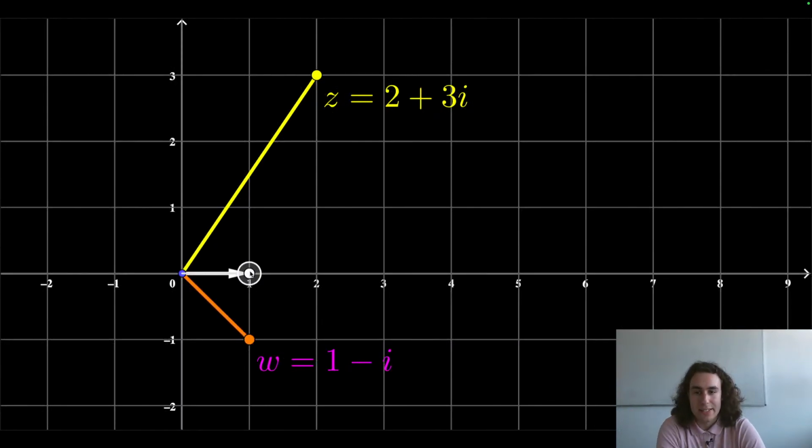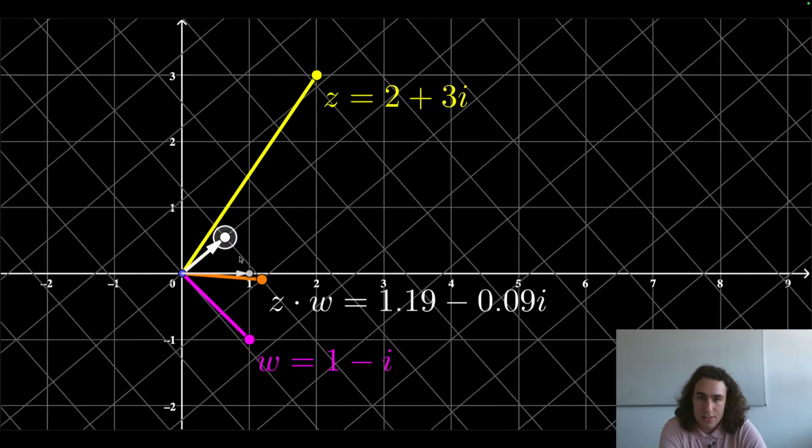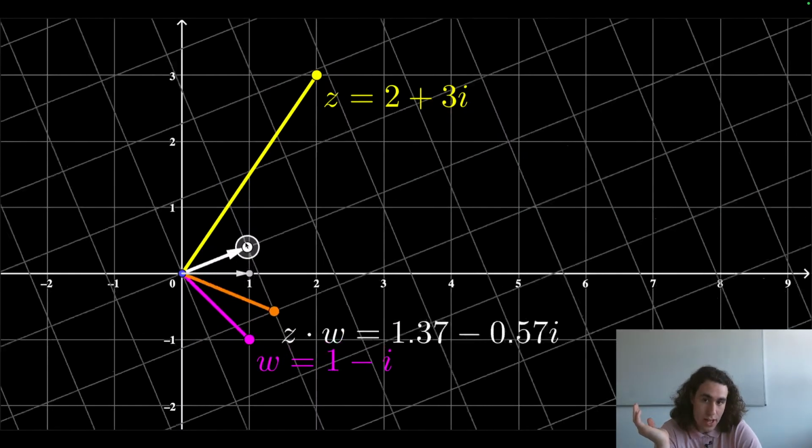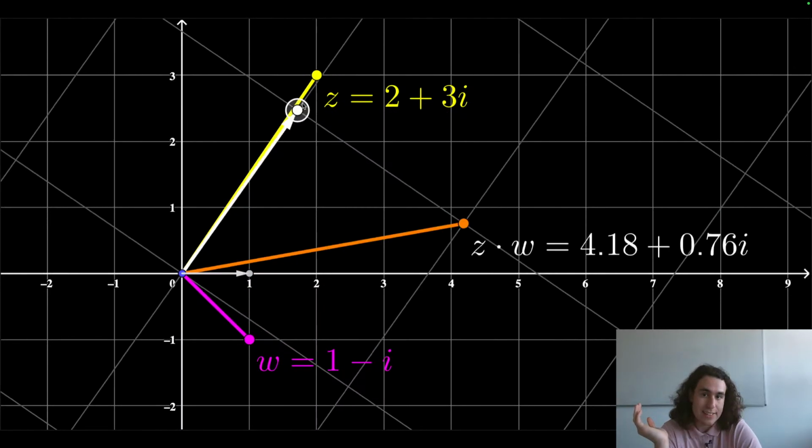And then we can combine these things. We can rotate and we can scale, and we can do them together. So if I want to multiply by 2 plus 3i, it means that I take this number 1 minus i and I multiply it by 2 plus 3i. I first take the number 1, I rotate it, and then I scale it.